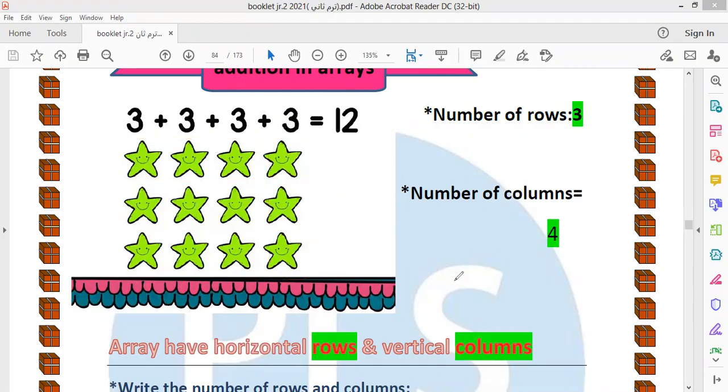And here we have 3 rows and 4 columns. How? Count the rows. 1, 2, 3. And count the columns. 1, 2, 3, and 4. Okay?